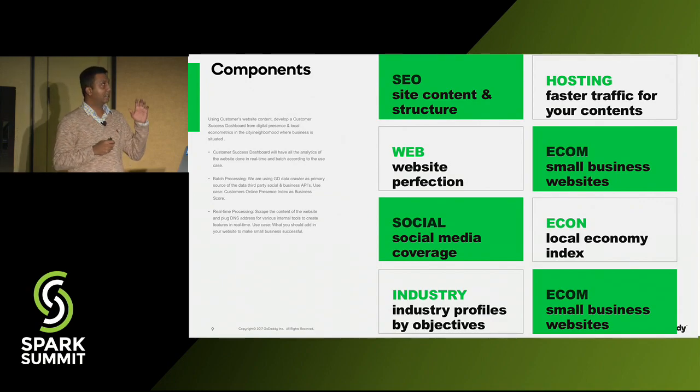These are the main components of the customer success dashboard. First is, of course, website. Search engine optimization is one of the important aspects of any website or any business. So SEO, then hosting, web, e-commerce, social, economics, industry, and e-commerce. These are the main components of the customer success dashboard, and each component has its own 20 to 25 components. I'll go into detail on each component, okay?